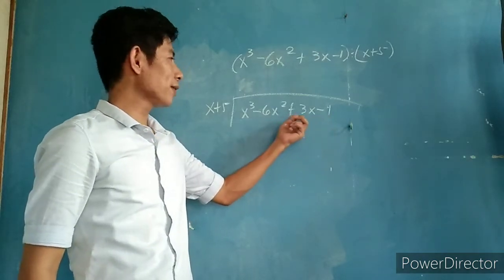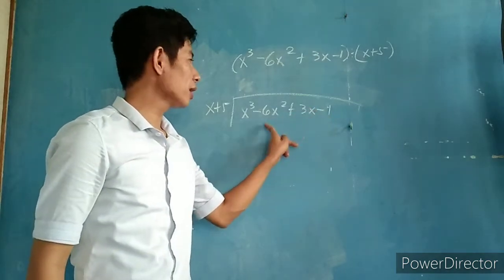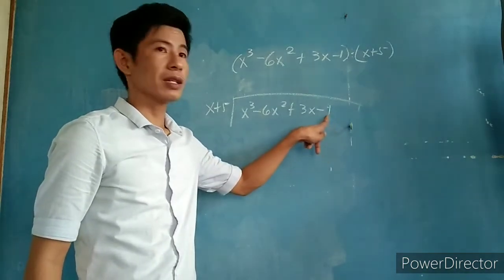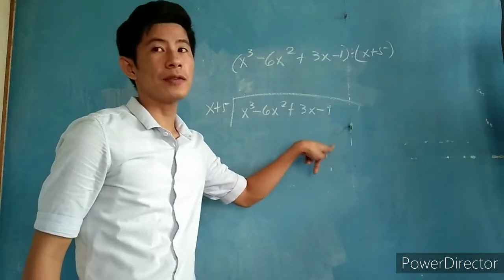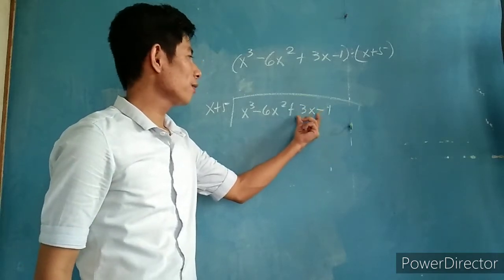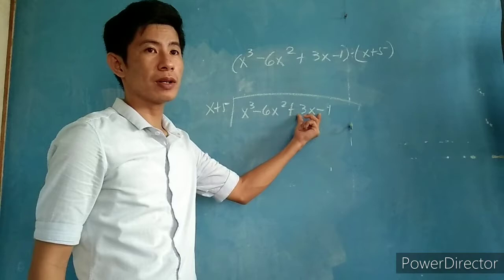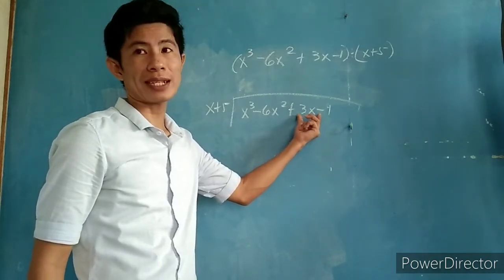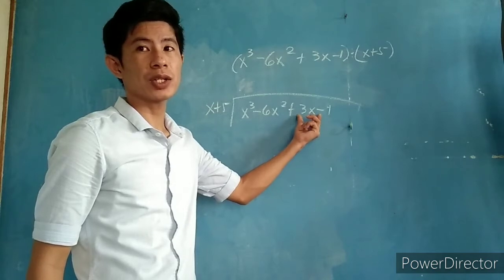But take note that if there is a missing term in this polynomial, we need to write it using the coefficient 0. For example, if there is a missing term with the variable x, we will write 0x to represent that term.